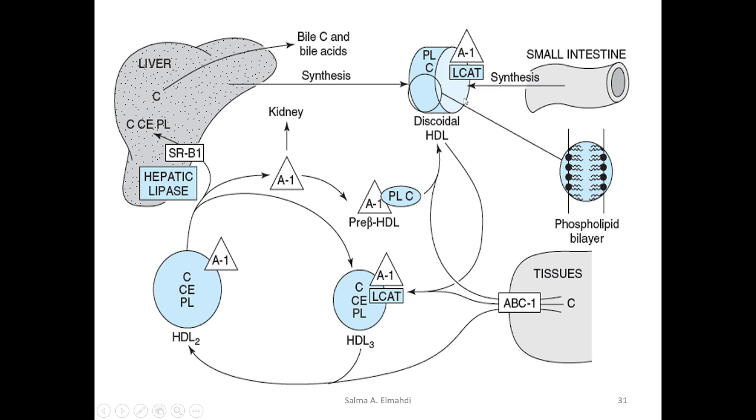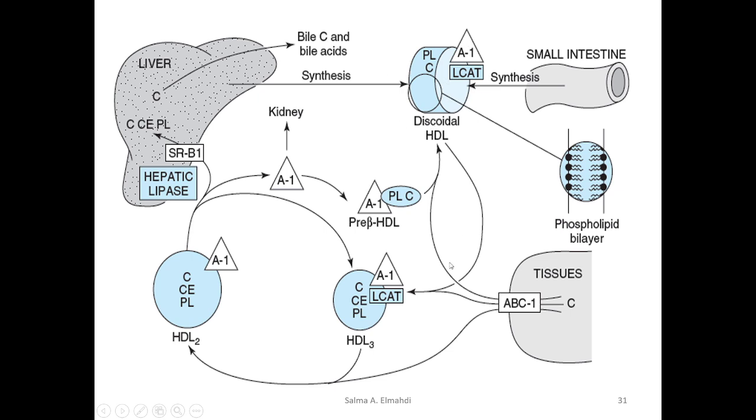So this is a discoid form, the nascent HDL synthesized in the liver. HDL, as you can see, does not contain ApoC or ApoE. The main lipids here are phospholipids and cholesterol. It can also be synthesized in the intestine. So this is discoidal HDL.